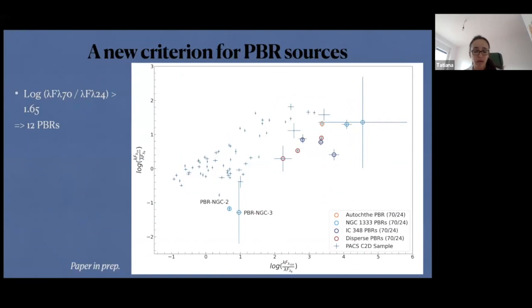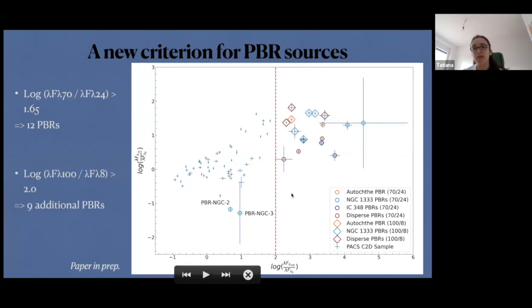We also want to explore how these 12 sources look in other flux ratios. And here I show on the y-axis the 24:8 flux against the 100:8 flux ratio. And firstly, we see that these two sources have a negative 24:8 flux ratio, so they're likely to have a more evolved core. And we also see that the rest of the selected PBRs, in open circles here, lie to the right of the x=2 line, and so do a few more sources in open diamonds here.